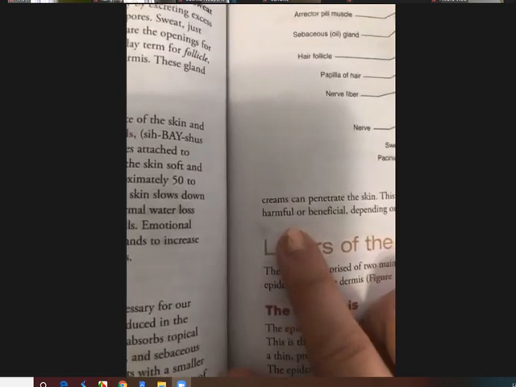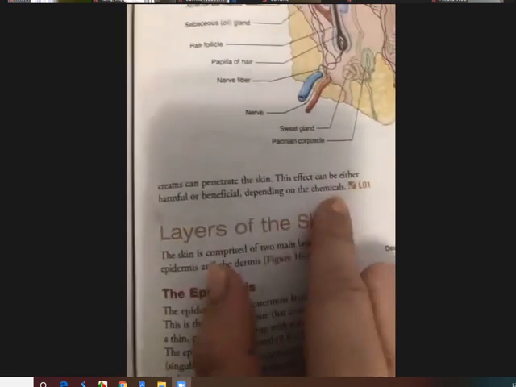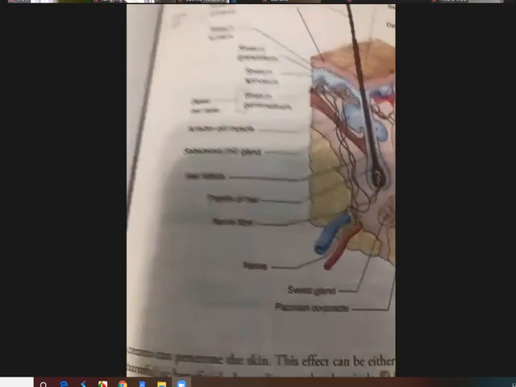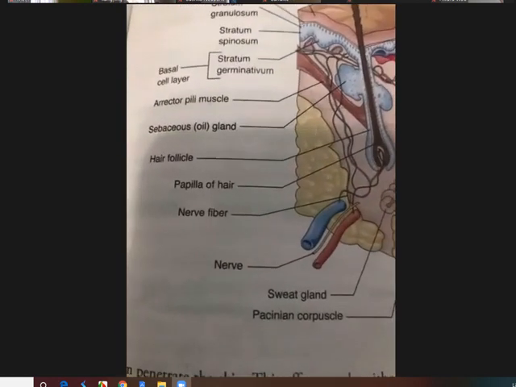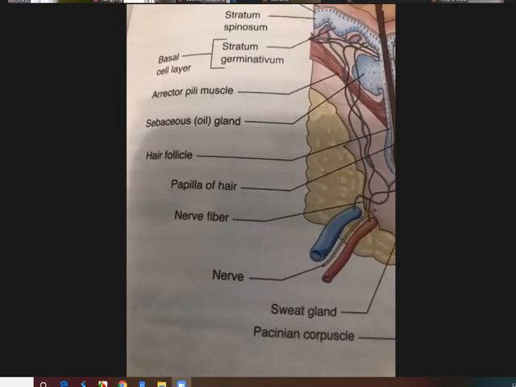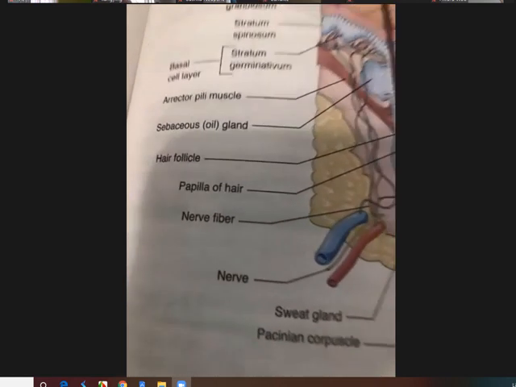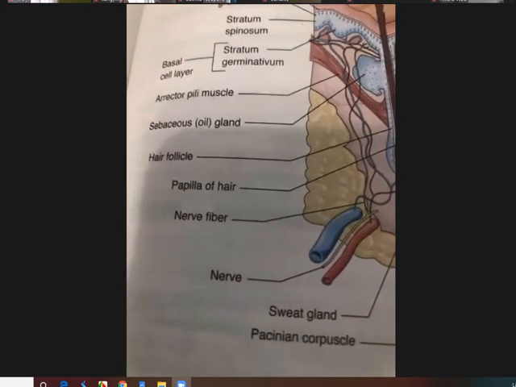Now, the effects of a product on the skin can be harmful or beneficial depending on the chemical. So when you use anything on your skin, always check the ingredients first before you test it on your skin. 你用任何产品最好是知道产品里面的原料，你才用在皮肤上面，不要造成伤害。Any questions on the primary function?